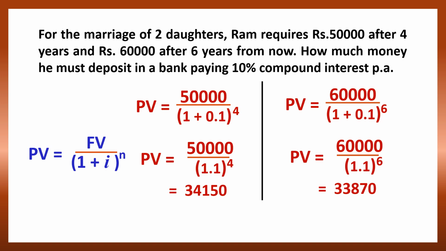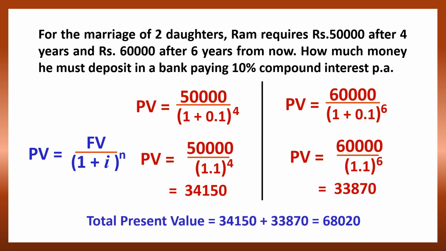So, totally he has to invest 34,150 plus 33,870, that is 68,020 rupees. Now, if he invests 68,020 rupees now, he can get 50,000 after 4 years and 60,000 after 6 years. So, that is how we find the present value of a lump sum. There are two methods. First method is using the formula and the second method is using the present value factor table.